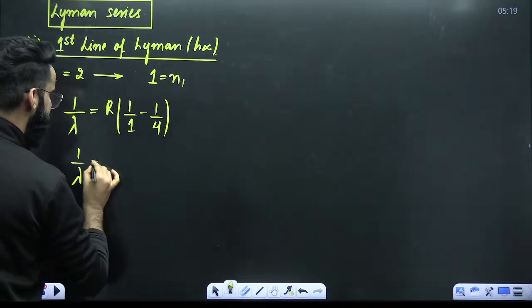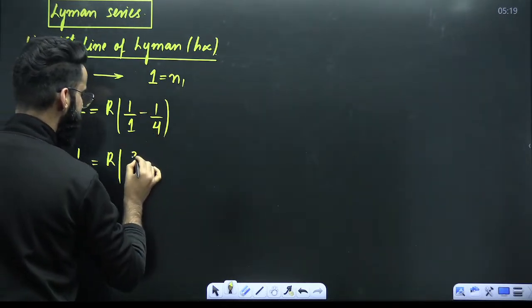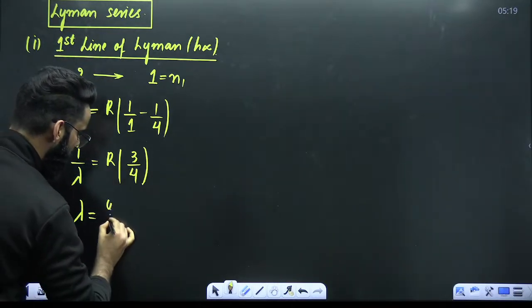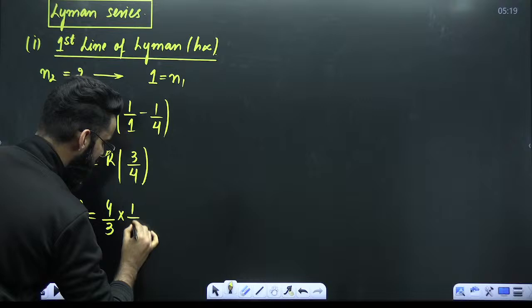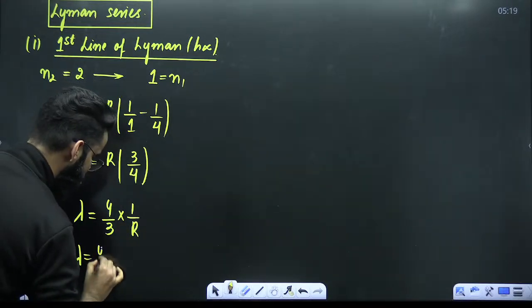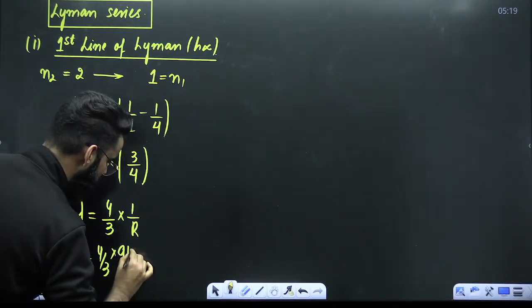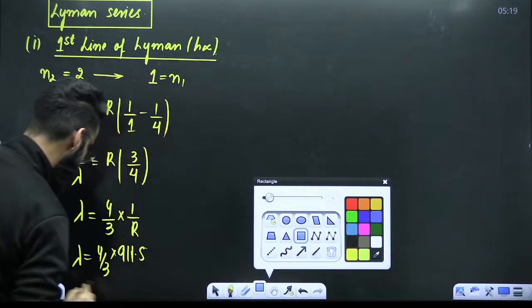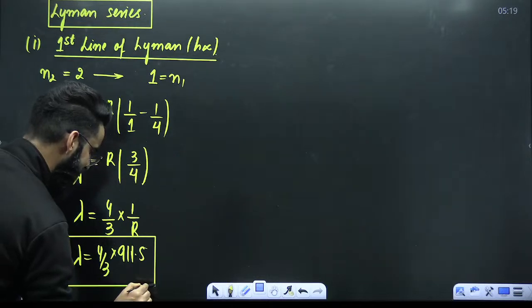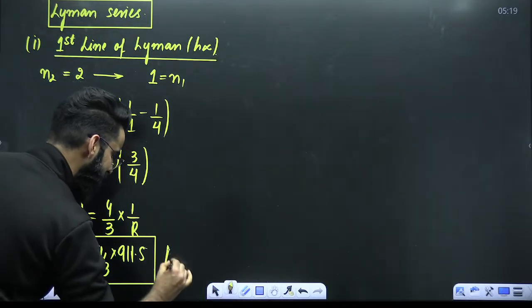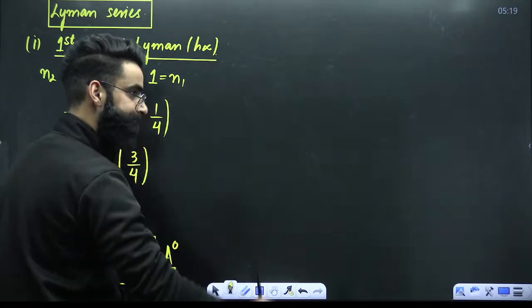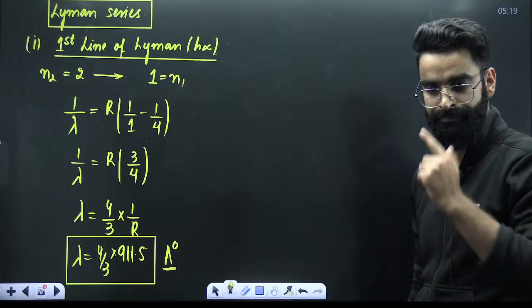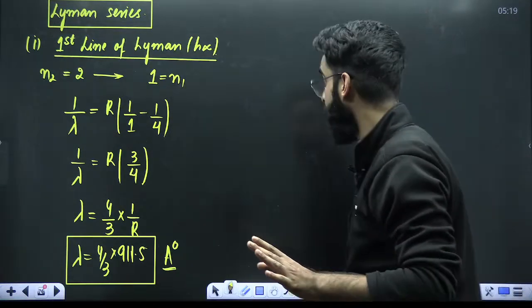This is 1 divided by lambda is equal to R. This is going to be 4 minus 1, 3, so 3 divided by 4 exactly, right? Or you can take the reciprocal. So lambda is going to be 4 divided by 3 multiplied by 1 by R. And you all must know 1 by R is 911.5, and this is going to be the wavelength of the radiation emitted during the first line, in angstroms. Is it clear, people? I believe it's clear, right?